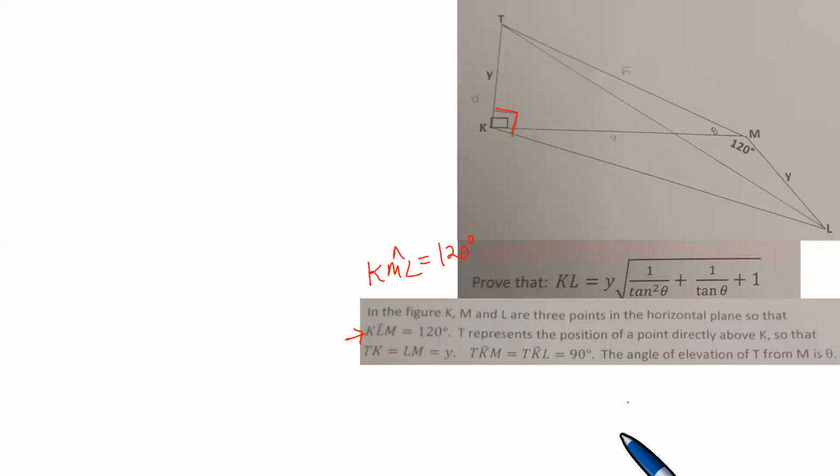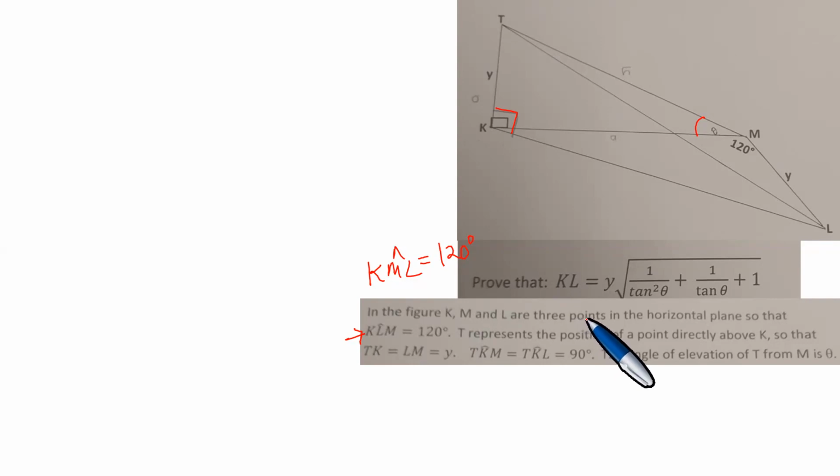Okay, so the angle of elevation of T from M is theta. There it is. This angle is theta. There it is. And therefore, we need to just prove this result here. Right, so to prove KL, we shall be in a position to proceed with ease there. Right, we shall be able to proceed.